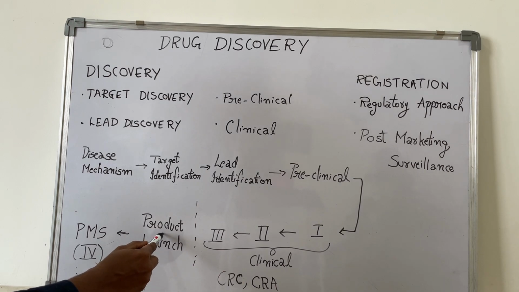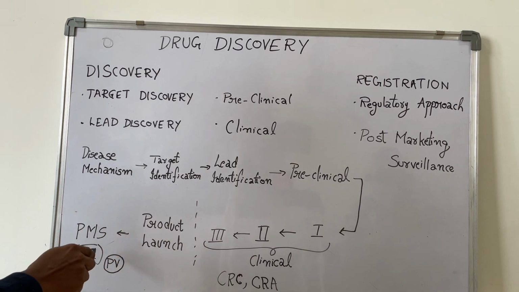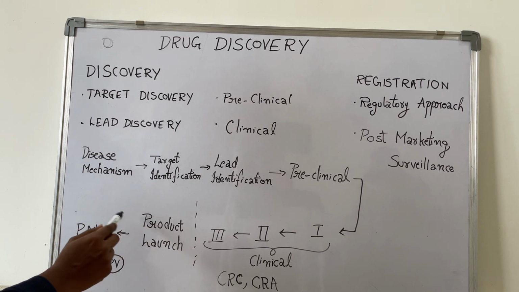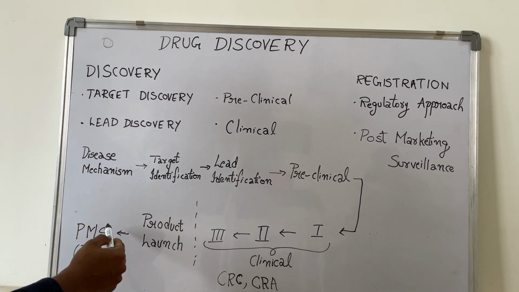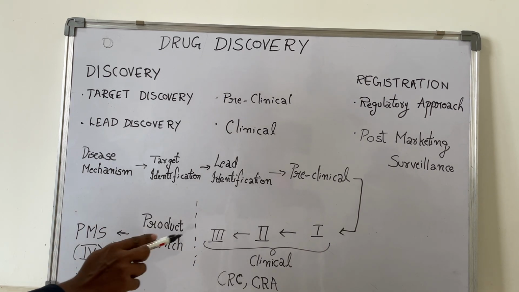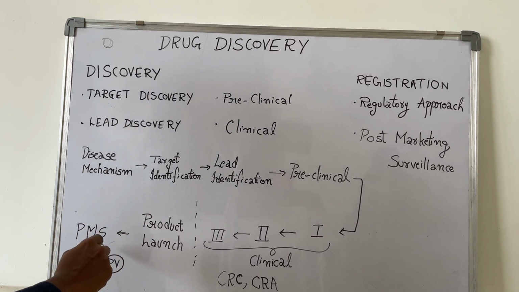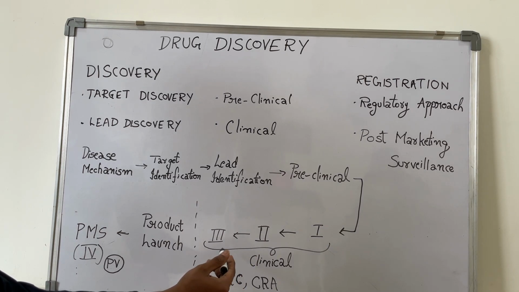Once the product is launched, the final phase is called phase 4 trial nowadays. This is post-marketing surveillance. What is post-marketing surveillance? Once the product is launched in the market, doctors, healthcare providers or patients will give us feedback on side effects. This is called post-marketing surveillance. The major stream that is coming in nowadays is pharmacovigilance. Pharmacovigilance is related to post-marketing surveillance, and some side effects are also identified during clinical trials. It also comes under vigilance only.